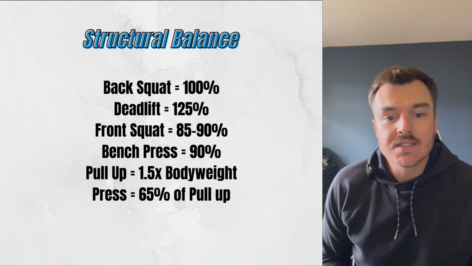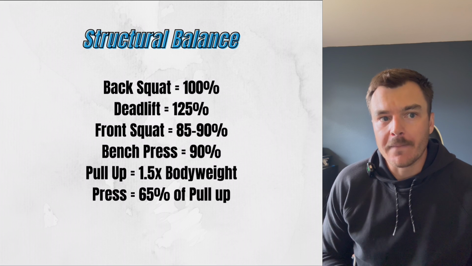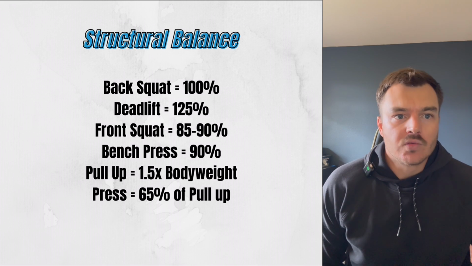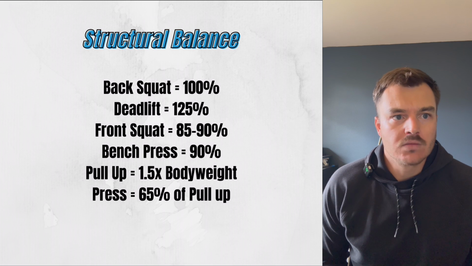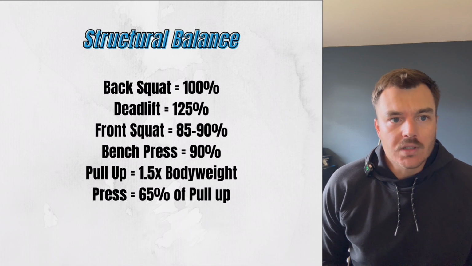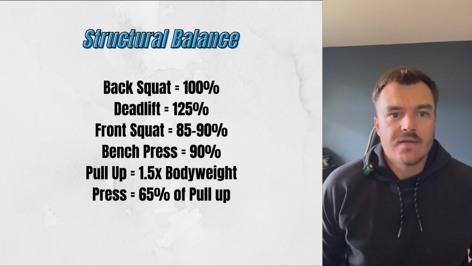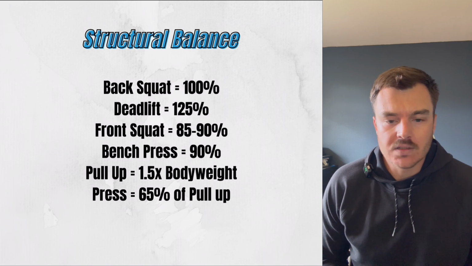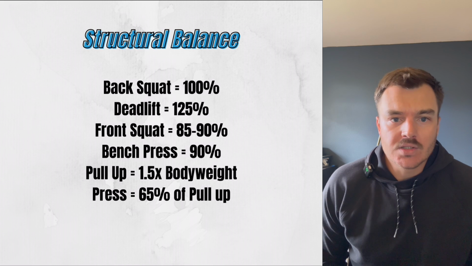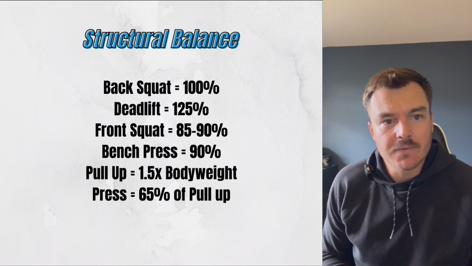And so in this instance, let's say you're a guy, you have a 400-pound back squat, then your deadlift would be 125% of that, which is going to be like 500 pounds, right? For the front squat, you'd be looking at being able to front squat 85 to 90% of 400, because in our example, that's how much you can back squat. Bench press, you'd want to be able to bench press about 90%.